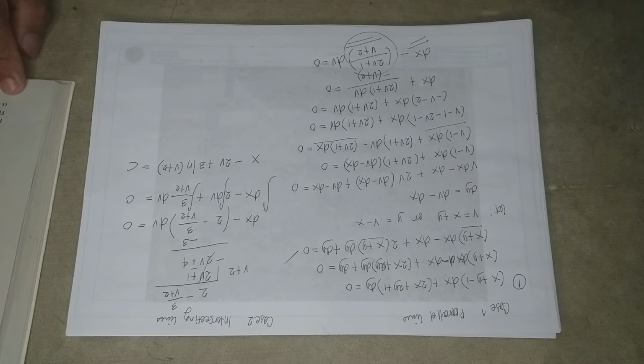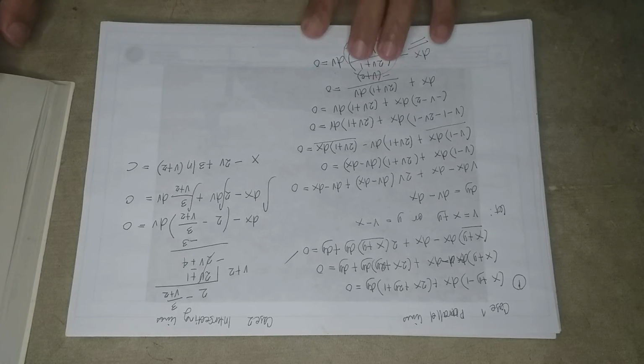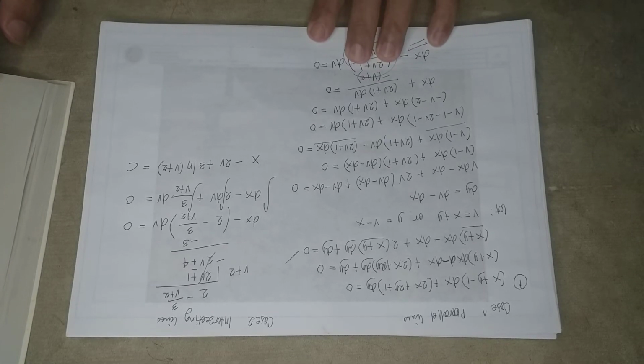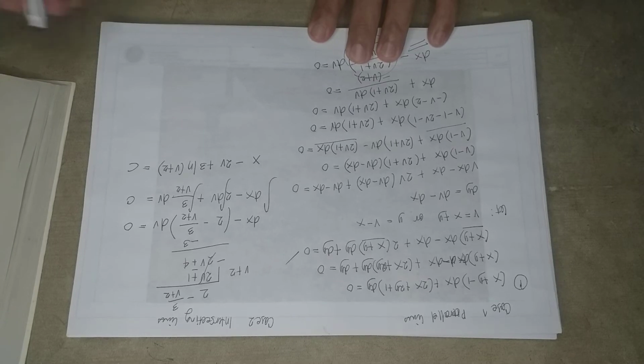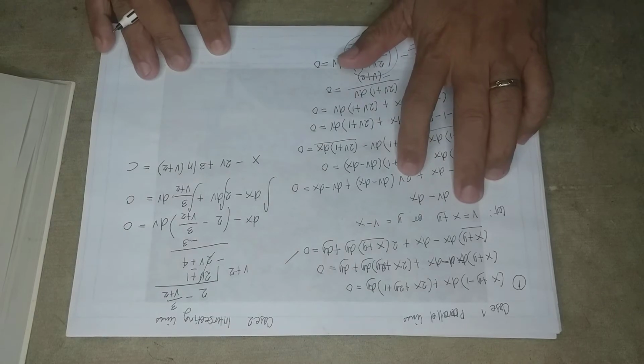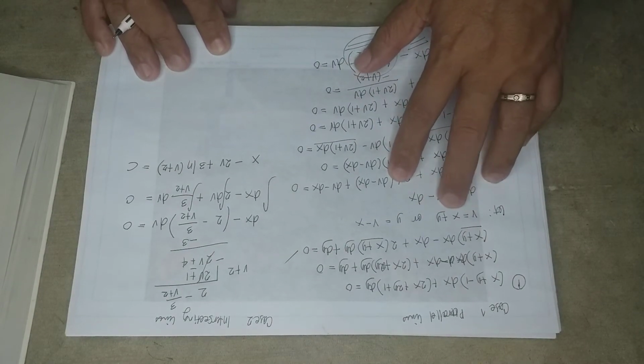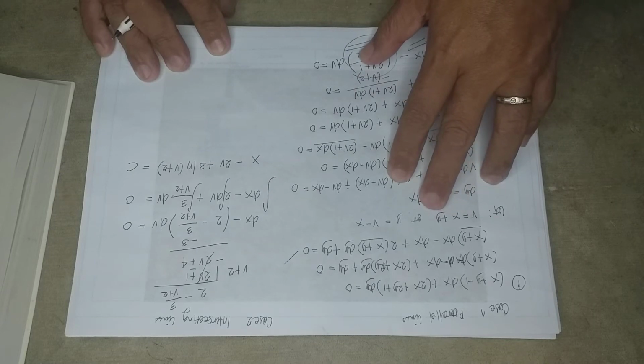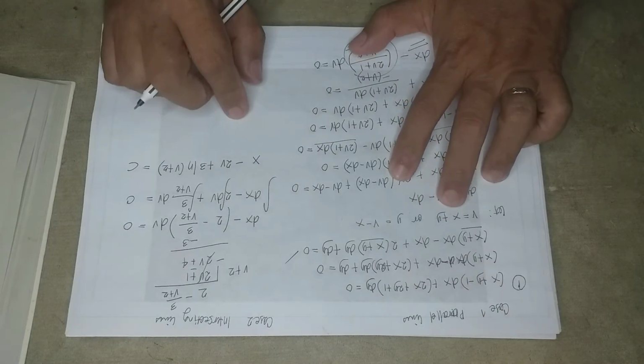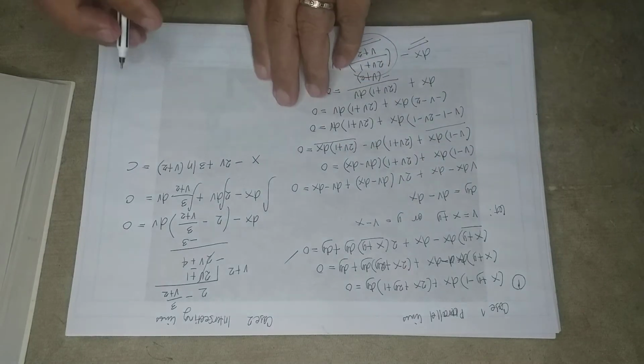But what is v? Because our original equation is in terms of x and y, so we have to transform v into x and y also. But what is v? Your v is x plus y here. Right? In here, your v is equal to x plus y. So we are going to transform v into x plus y.